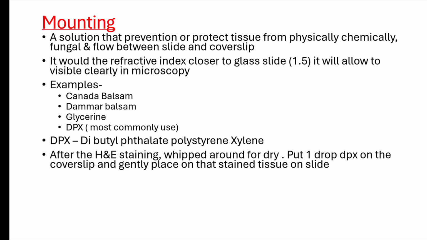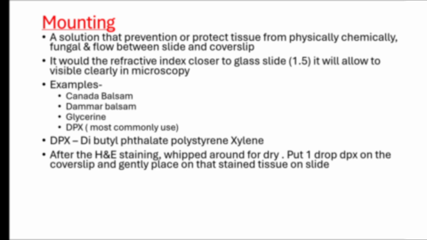After the hematoxylin and eosin staining, wipe around and dry, put 1 drop of DPX on the cover slip and gently place it on the stained tissue on the slide and examine under the microscope. For pathological studies, the nucleus appears blue due to the hematoxylin, which is blue in color and acts as the primary stain. Then the cytoplasm appears pink in color, which is stained by the eosin, which is the counter stain. Here we complete the histopathology whole section.